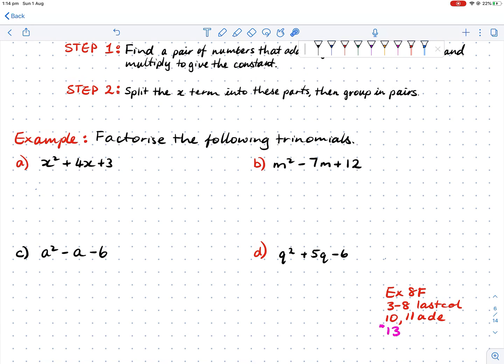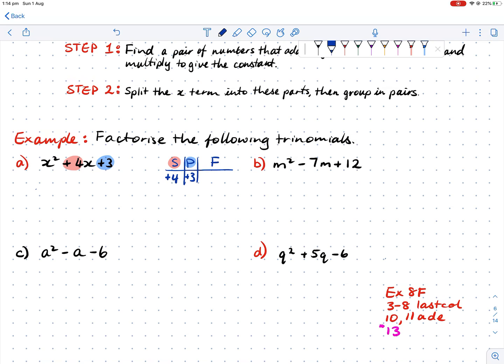The way that I usually set these out is I use SPF. So I draw a little table over here, and I'm going to put SPF. S for sum, P for product, and F for factors. The sum is going to be the coefficient of x, which is that number there. So we're going to have positive 4. The product is the constant, which is the number that's by itself. So we've got positive 3.